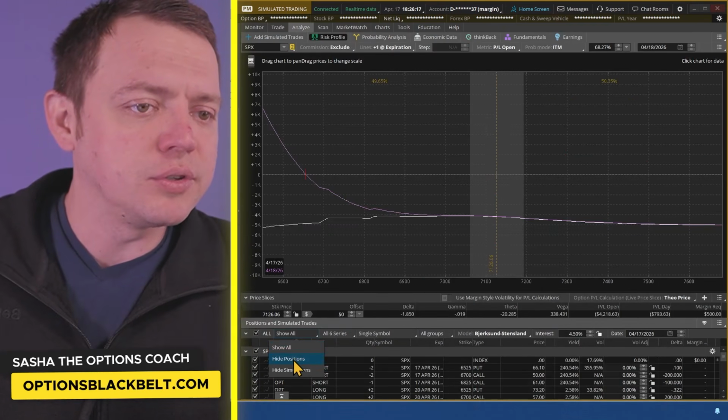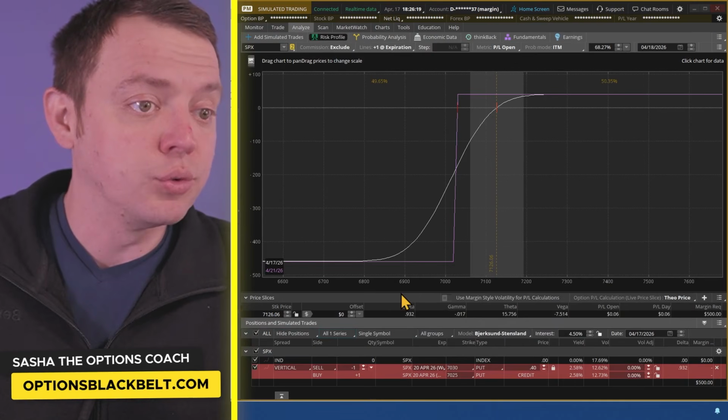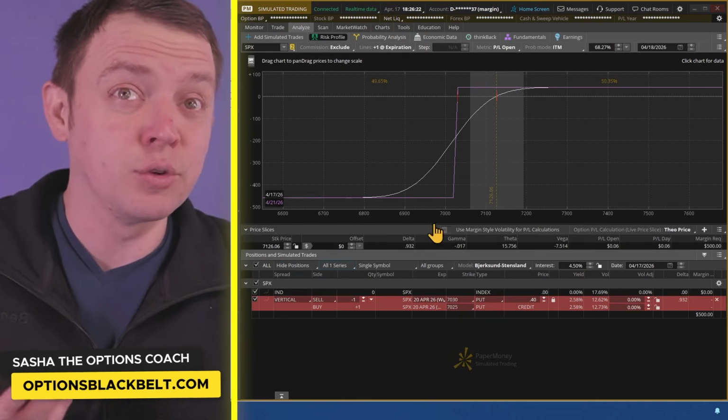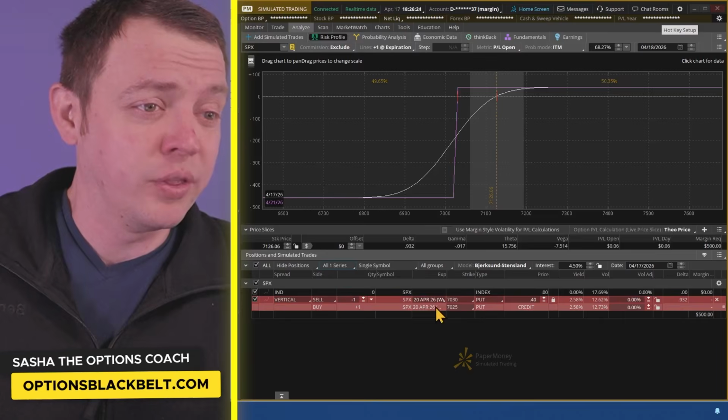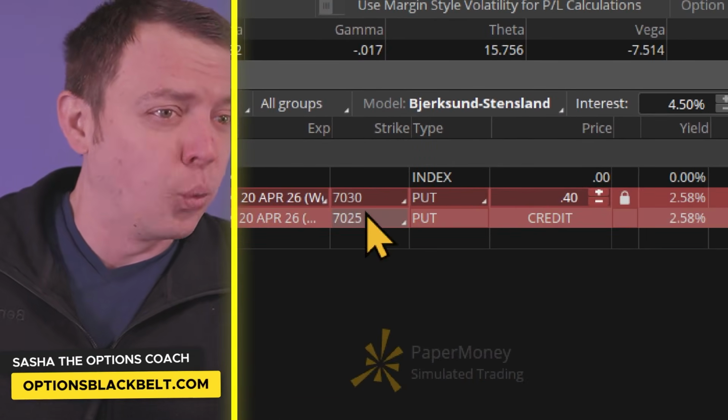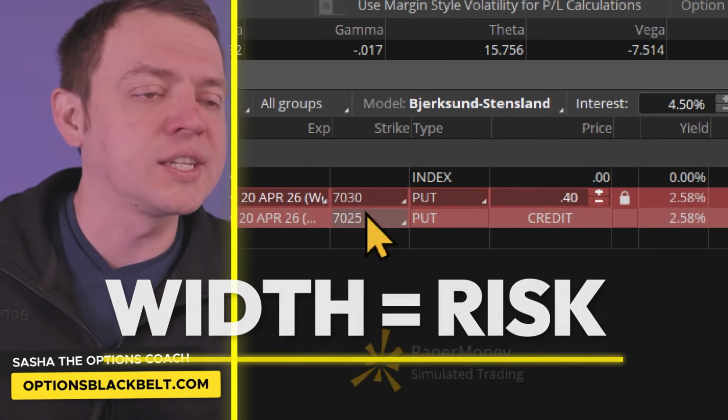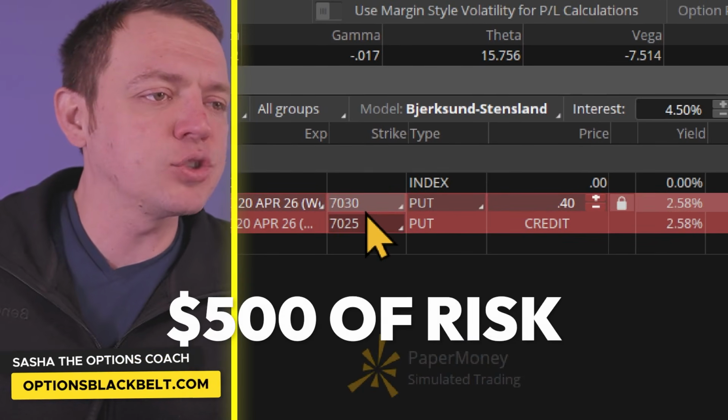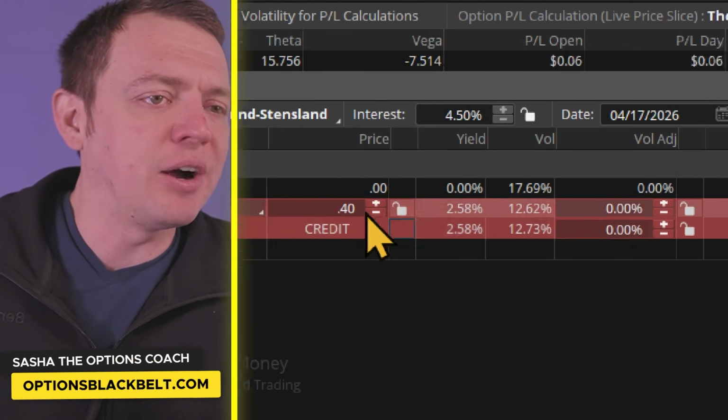So now what we're going to do is look at the risk to reward. How do you calculate the risk to reward in a trade like this? Well, the risk is actually $5. That's the width. Width equals risk. So that's $500 of actual risk, and our credit is about 40 cents.